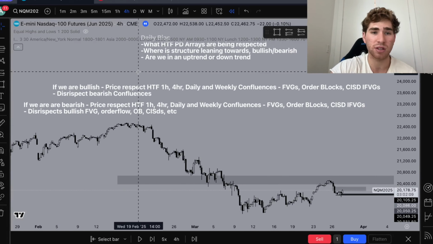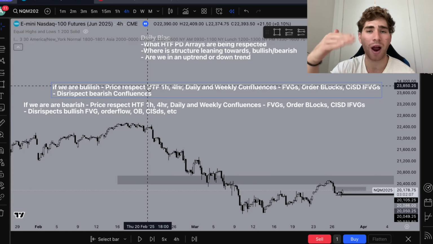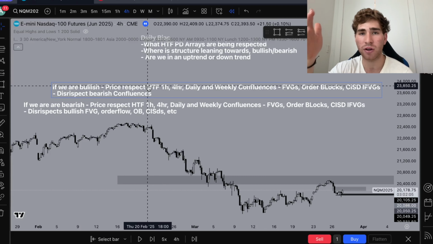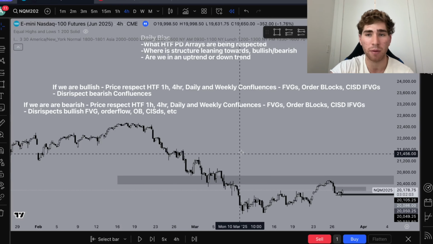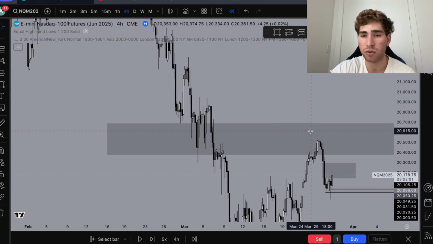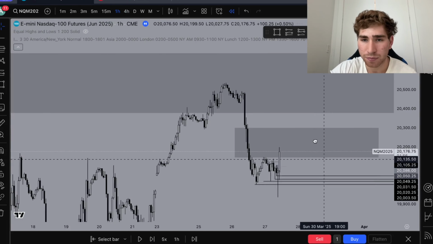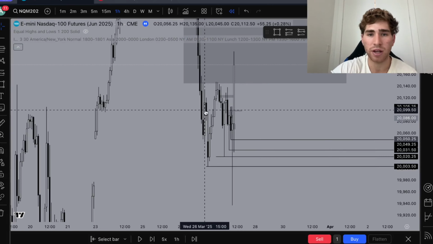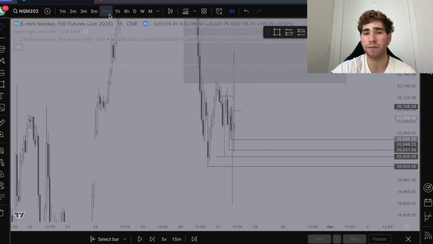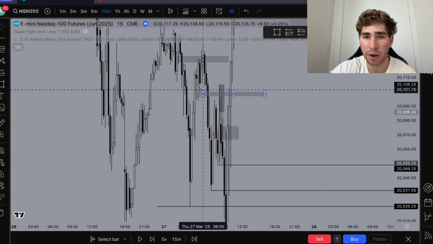If I was bullish, I'd want to see the opposite. I want to see price respect a 4 hour bullish fair value gap and then inverse and disrespect a 1 hour bearish fair value gap, right? And then you just scale to lower time frames. So, right, you start on the 4 hour, then you go to the 1 hour. On the 1 hour, you see price disrespecting bullish order flow. On the 15 minute, you see a 15-minute bearish fair value gap.